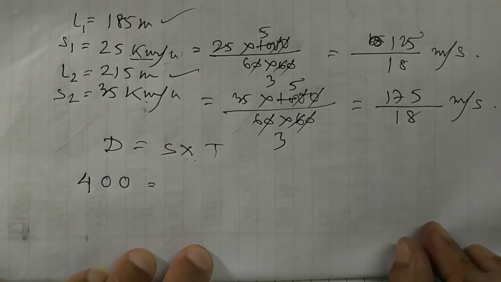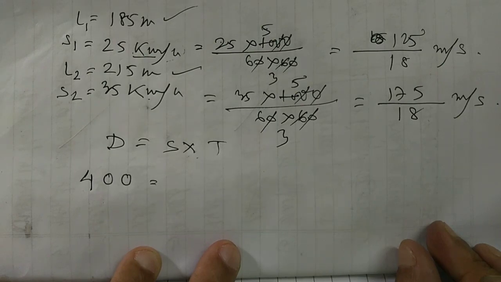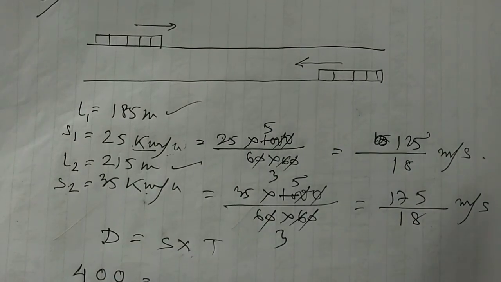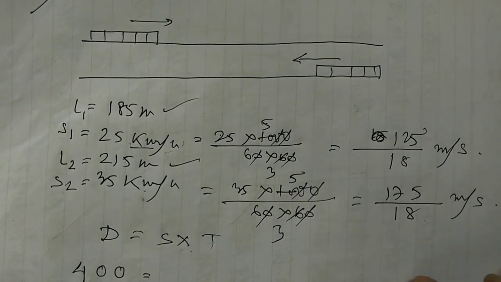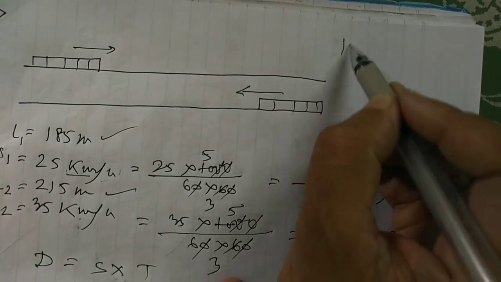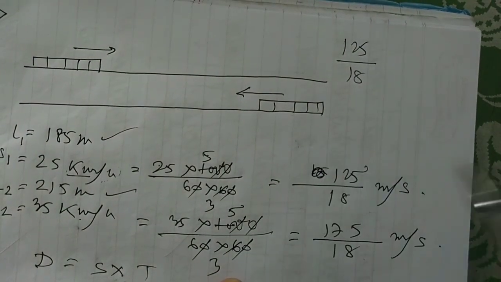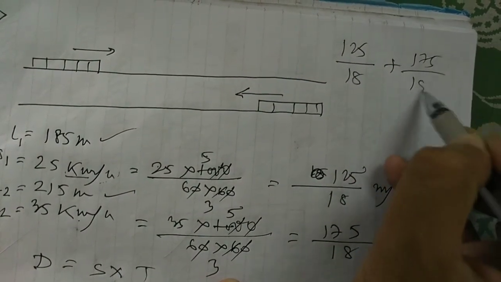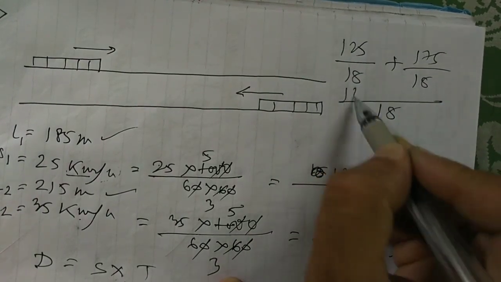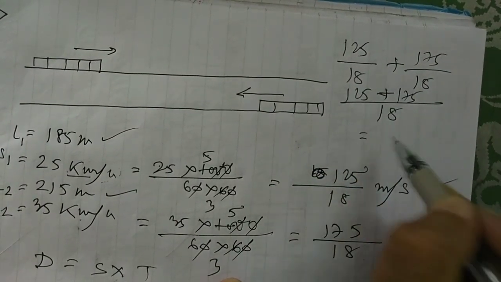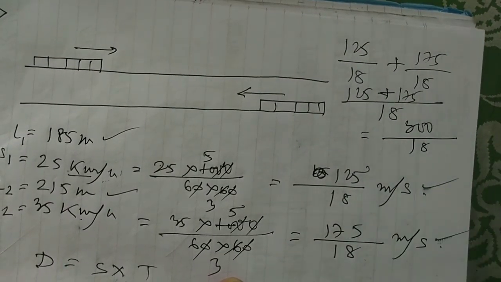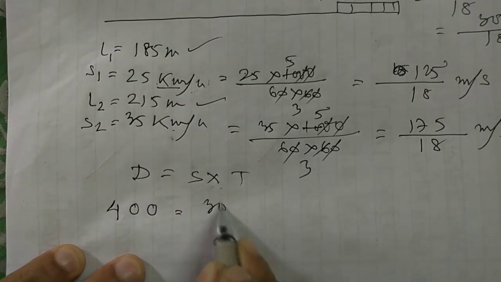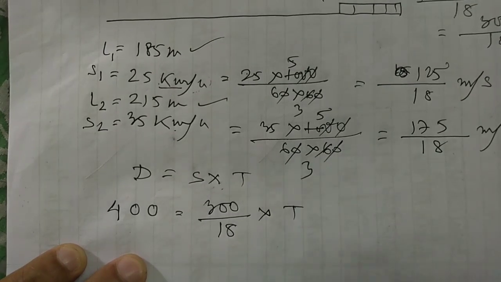What is the speed? In this case, since we discussed in the first part that when two trains are coming opposite to each other, their speeds will be added. So let us add the speeds. 125 by 18, the speed of the first train, plus 175 by 18, the speed of the second train. 125 plus 175, we are getting 300 by 18. So the speed is 300 by 18 into time.